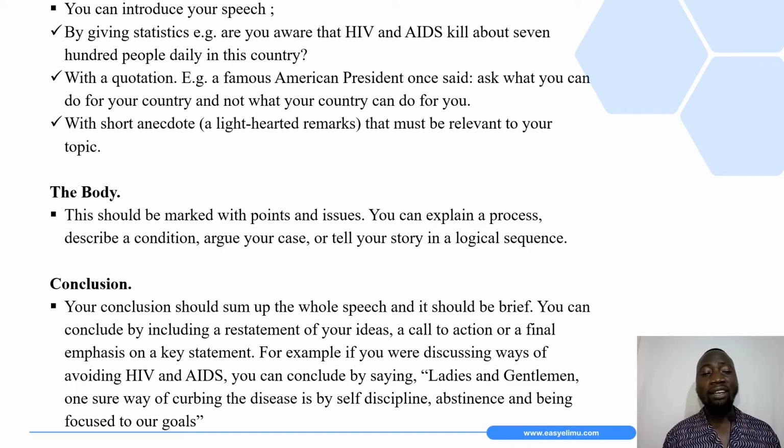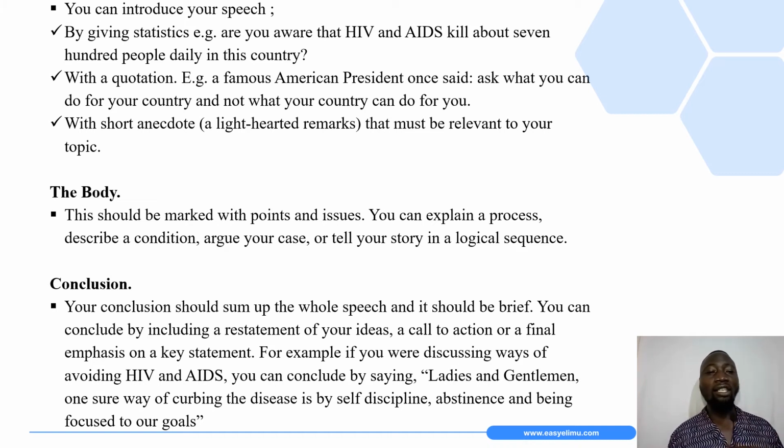Another way is starting or beginning your speech with a quotation. In most cases, a quotation or quotes of prominent people. Apart from prominent people, we can also talk about maybe famous artists, great writers, and so on. So an example, a famous American president once said, ask what you can do for your country and not what your country can do for you.